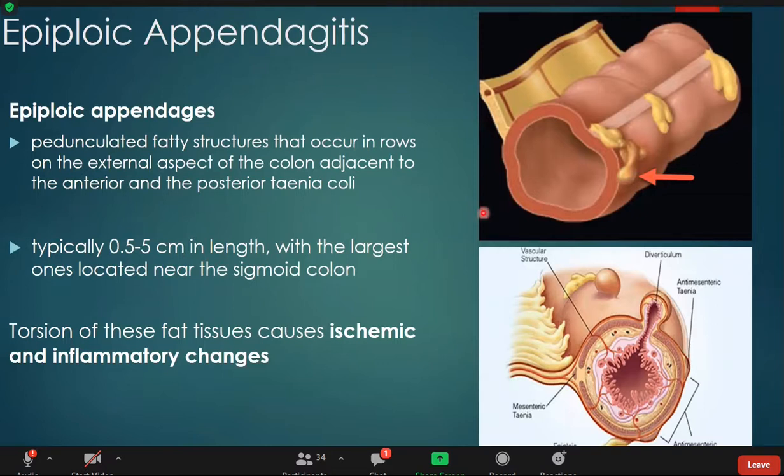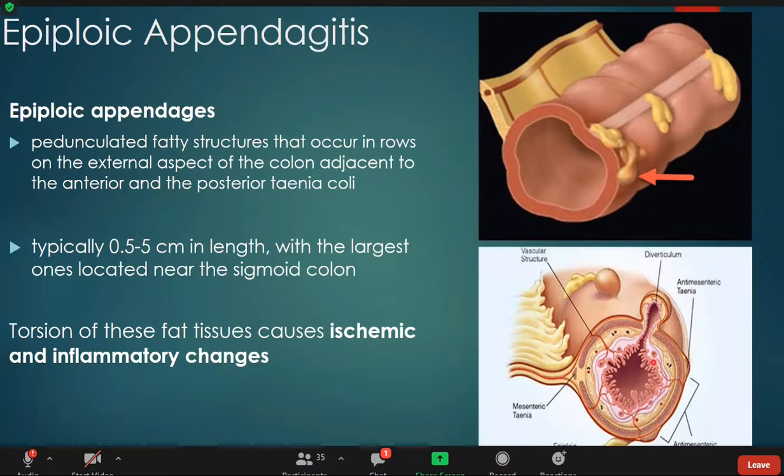An epiploic appendix is supplied by a small end artery of the colonic vascular branches and is drained by a tortuous vein that passes through its narrow pedicle. This delicate blood supply, combined with the extreme mobility of the fat-laden and heavy epiploic appendices, makes them prone to torsion, kinking, or stretching with subsequent venous thrombosis. That's why they cause ischemic and inflammatory changes.